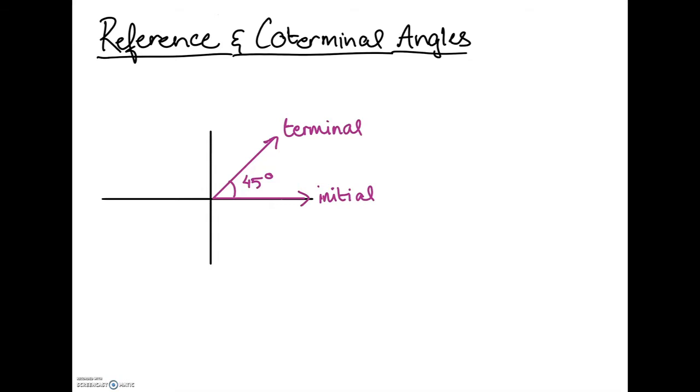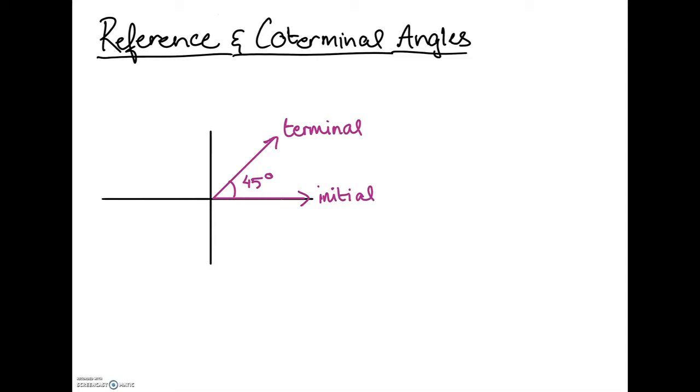Hey everyone, in today's video we're going to be talking about reference and coterminal angles. You'll probably come across these two terms a lot in trigonometry, and it's always important to be able to identify the reference and coterminal angles because it'll help you solve trigonometric identities. It'll make that a lot easier.